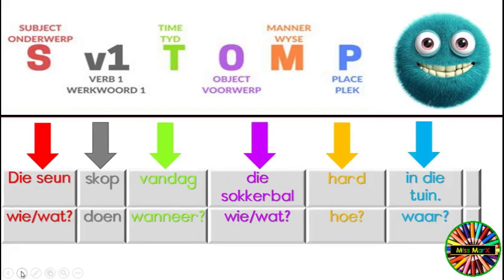And lastly, we'll add the place. Where is this taking place? Waar gebeur dit? Waar skop die seun vandag die sokkerbal hard? Hy skop dit hard in die tuin, in the garden. Now, like I said, we don't use the verb to at the moment because we are in the present tense sentence, so we don't use the infinitive. Word order in a sentence differs from English to Afrikaans, and the only way you're going to get this right is to know what STOMPI is all about.